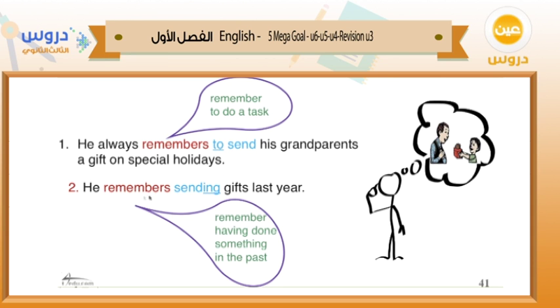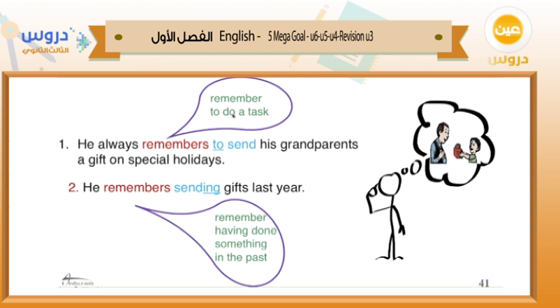And the second one, he remembers sending gifts last year. If you notice here, we have the same verb, remembers, but the verb after remember in the first sentence is to send, infinitive plus base form. And in the second sentence, sending, gerund. So what do you think the meaning is for both sentences here?